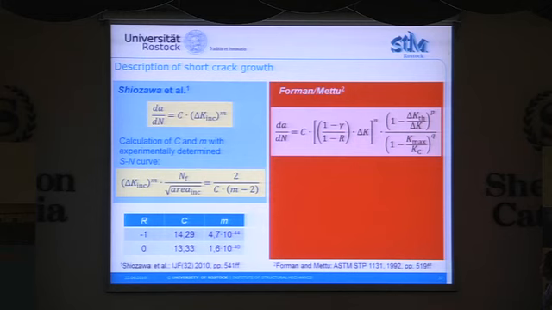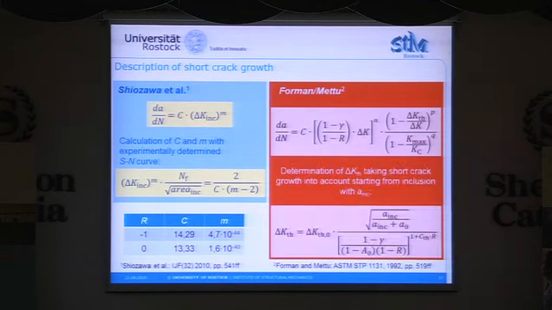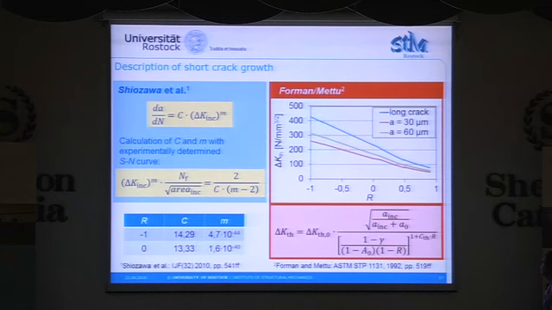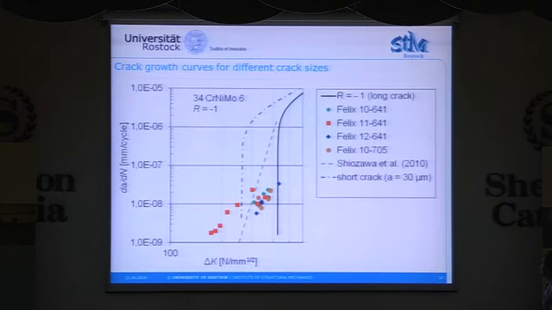Moreover, we applied the formal approach, where the short crack growth behavior is taken into account with a threshold value, and we inserted the inclusion sizes here. And here you can see the dependence on the R ratio, but I would like to focus on this now. For the formal equation, you can see this short crack growth behavior. The Shiozawa approach shows this behavior with a calculated C and M parameter.